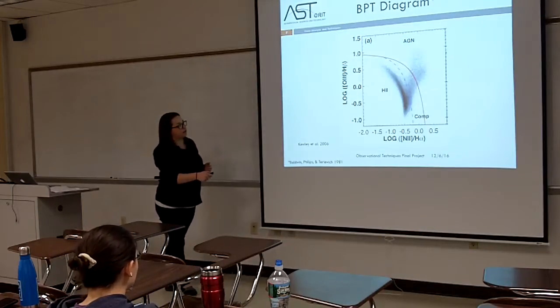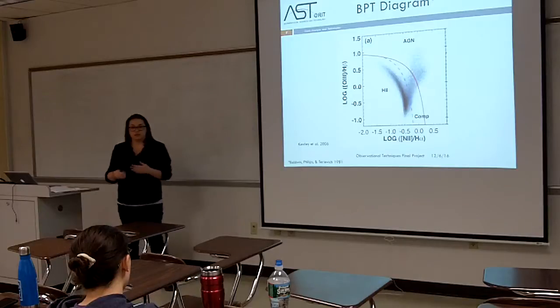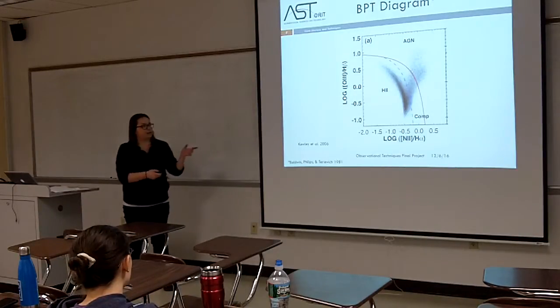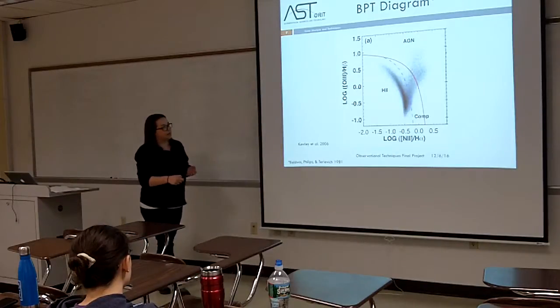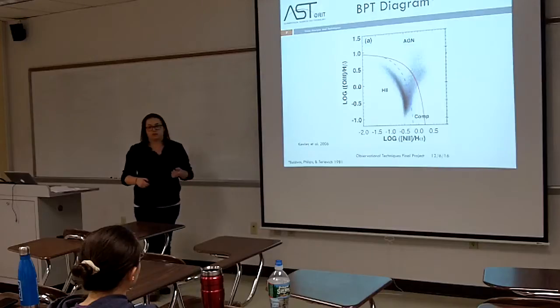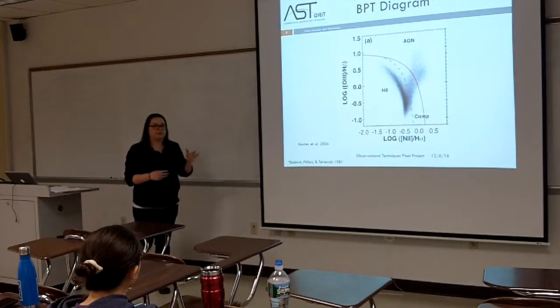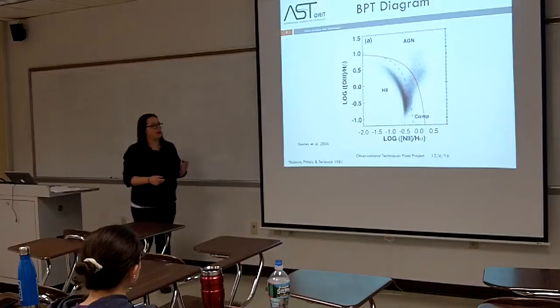And then here in blue is an empirical line that was developed after that by Kauffmann et al., which is just a tighter fit to our data. That gives us a little bit of an area in here which is defined as the composite region, and it's a little trickier to separate than the other two regions because you can have many different things going on in here.